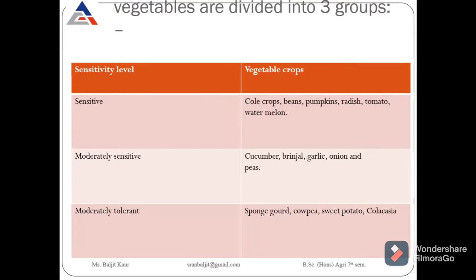So, the sensitive crops are cole crops, beans, pumpkin, radish, tomato, watermelon, and the crops which are moderately sensitive to waterlogging conditions, these are cucumber, brinjal, garlic, onion, and peas. And the crops which are moderately tolerant to the waterlogging conditions, these are sponge gourd, cowpea, sweet potato, and colocasia. So this table is showing the sensitivity level of the different vegetable crops.